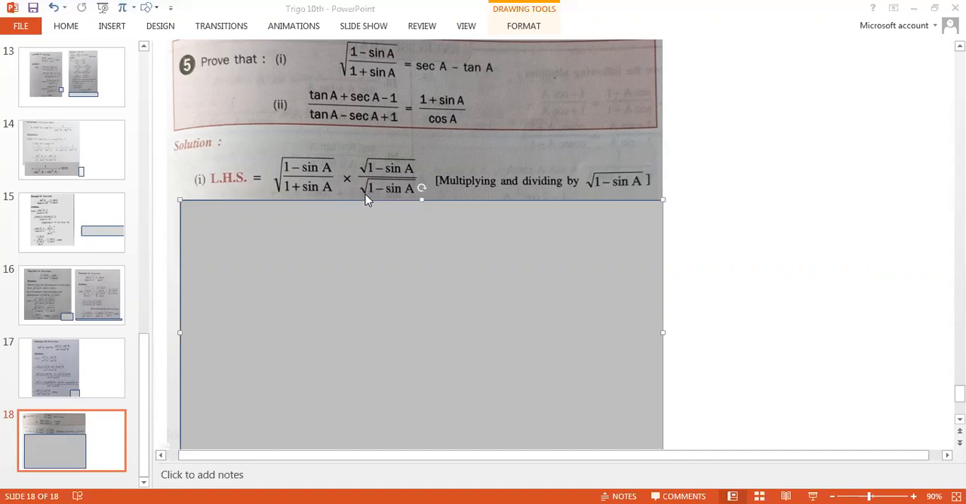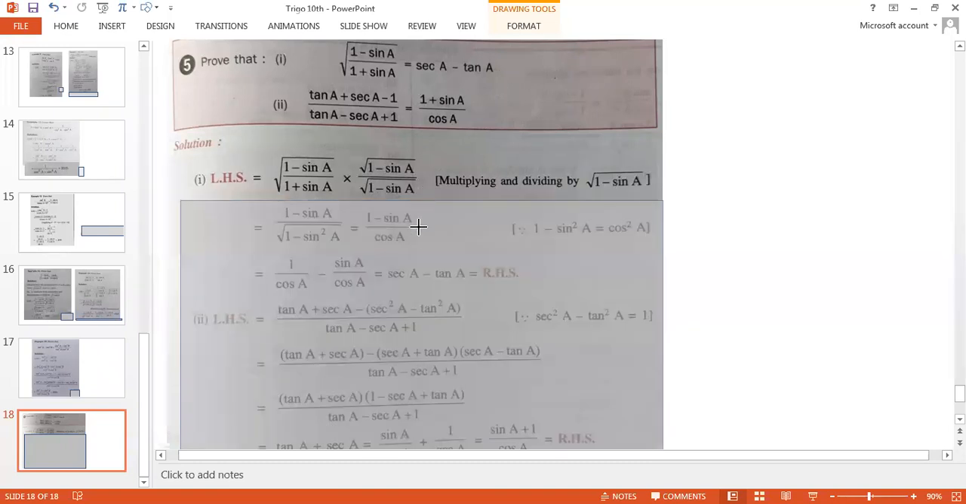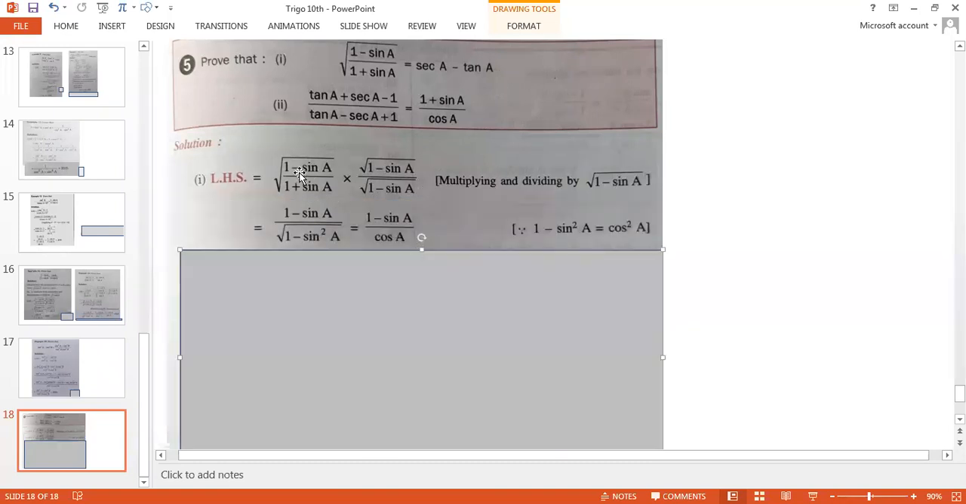Now how to rationalize the denominator? We'll multiply both numerator and the denominator by root of 1 minus sin A. So what will happen, student? Look, pay attention. Now the numerator will become root of 1 minus sin A into root of 1 minus sin A. So the root sign will go off and it will remain only 1 minus sin A. Simple. Root A into root A is A. Root 2 into root 2 is 2. In that way, root of 1 minus sin A into root of 1 minus sin A will become simply 1 minus sin A. And now, student, it's time to think about the denominator.